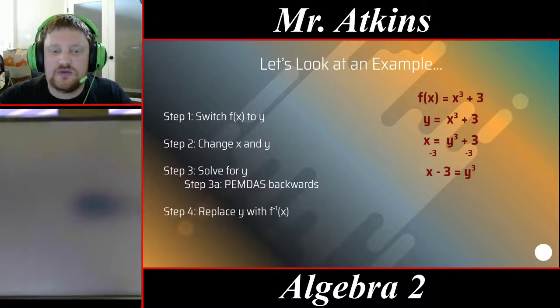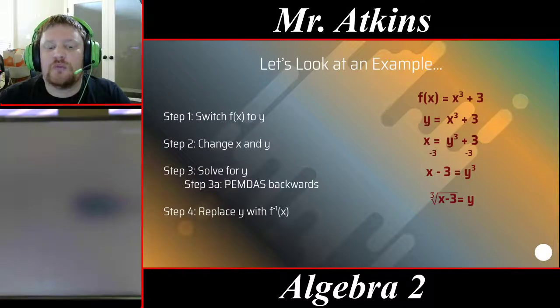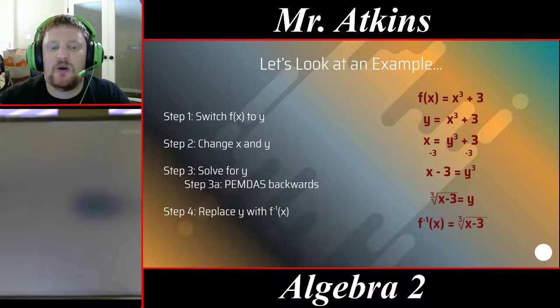And the opposite of cubed is cube root. So we're going to have the cube root of x minus 3 equals y. Again, when you take the cube root of both sides, make sure that everything on the left side goes under that cube root sign. Finally, all we need to do is replace y with f inverse of x, and we have our inverse. F inverse of x is cube root of x minus 3.